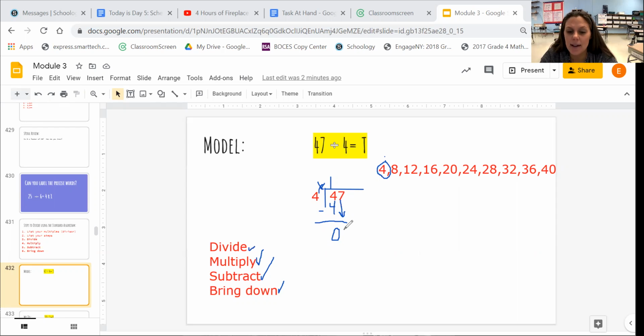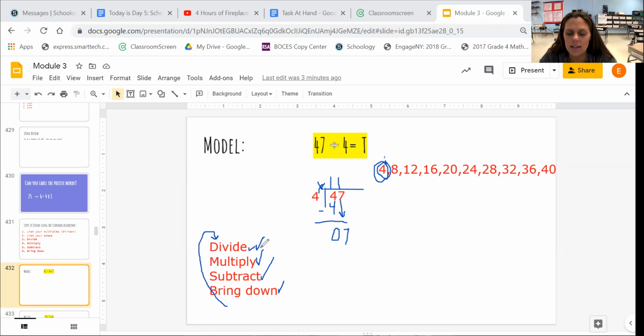Okay, so I have the number 7. And I'm going to see, can 4 go into 7? So I'm going to repeat all of these steps. Can 4 go into 7? I'm looking over here for the number 7, and I don't see it. The closest I see is 4 and 8. 8 would not work because it's bigger than 7. So I'm going to do 4 again, and it can go in 1 time.